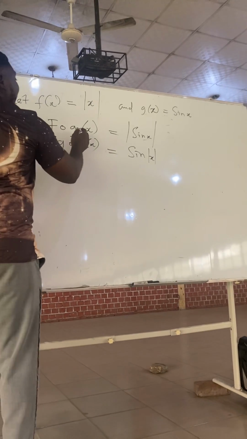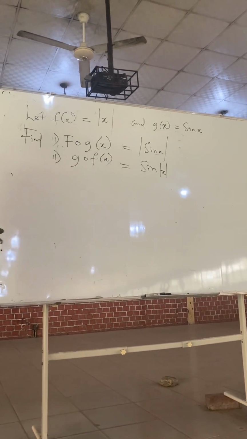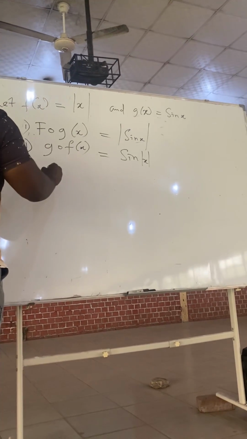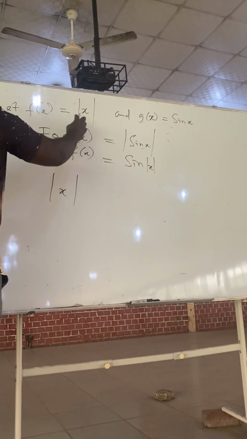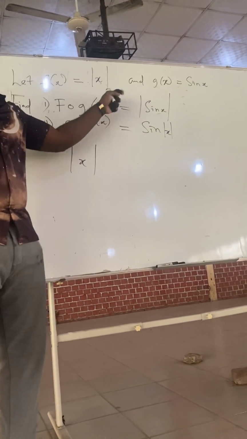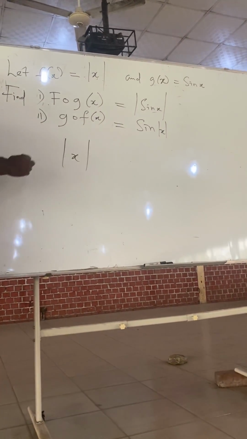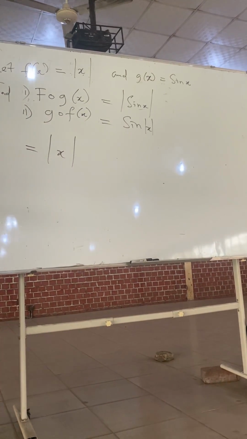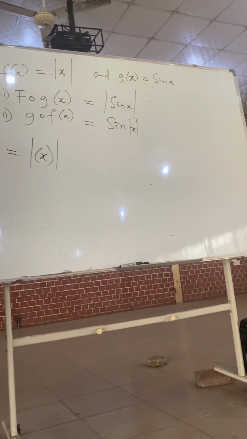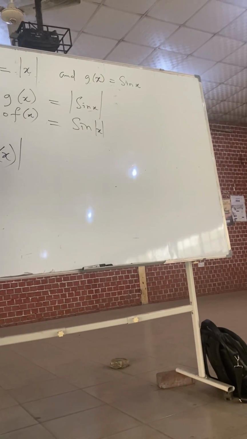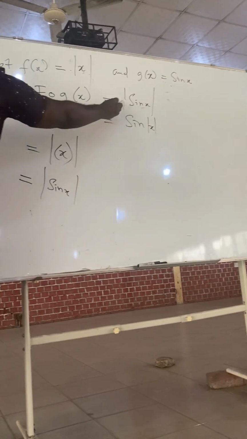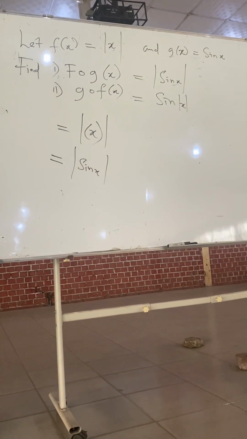Class, f of g of x is now clear: f is primary, g is secondary. Write down your primary. Which is the primary? f, which is the absolute value of x. This is how you interpret this question. This means absolute value of x. After writing down your primary, replace x with your what? The secondary. Who is my secondary? g, sin x. And what is g of x? Sin x. You see why I have sin x here? Yes, sir. Finish.